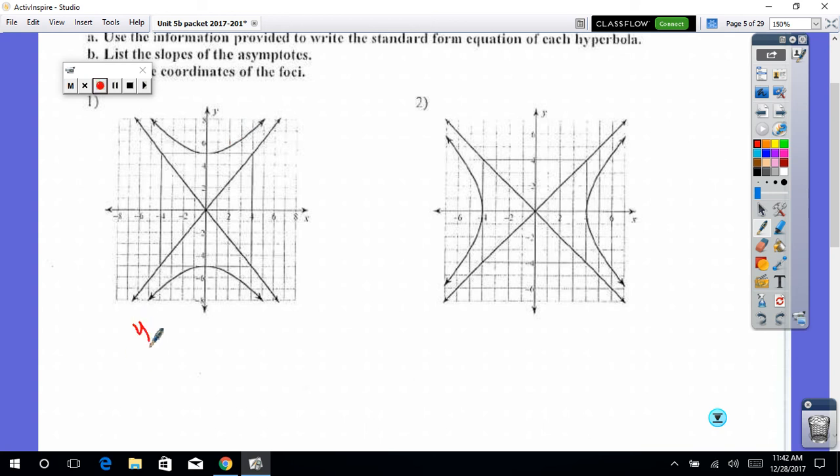So it is a y squared first, minus, and then we have our x squared, always set equal to 1. Okay, let's go back to our box, and it is 5 units tall, so we are over 25 for the y. 4 units wide, so we're over 16 for the x. It's part A. There's our formula.